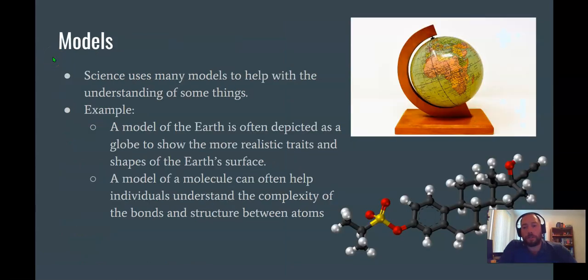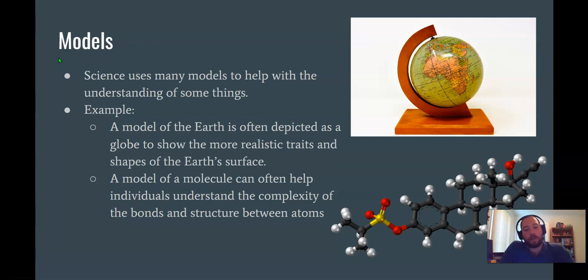To further our discussion, models are what science uses to help with understanding of certain things. They provide a visual representation of something. So for example, here we have a model of the Earth, and it's often depicted as what's known as a globe. All right, this actually shows a more realistic version of the shape of the Earth's surface.